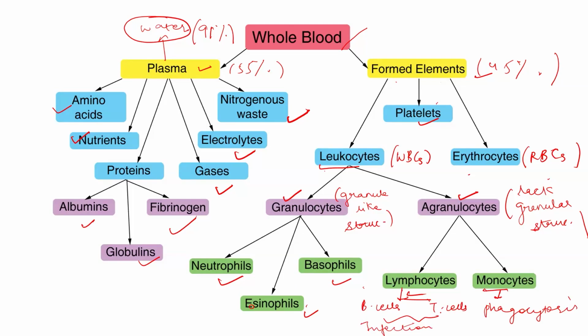Fine. So leukocytes, which are WBCs, usually increase in number during any infection, and they can be of two types, granulocytes and agranulocytes. Granulocytes include neutrophils, basophils, eosinophils, and agranulocytes include lymphocytes and monocytes.